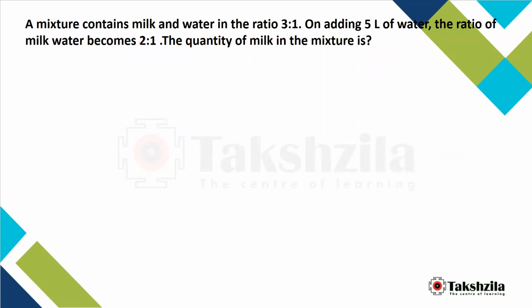Okay, we have one question. A mixture contains milk and water in the ratio 3:1. On adding 5 liter of water, so water is being added, so we'll work upon milk. Fair enough. The ratio of milk to water becomes 2:1. So milk upon mixture is how much? 3:1. So this will be 3x and the mixture will be 3 plus 1, 4x.